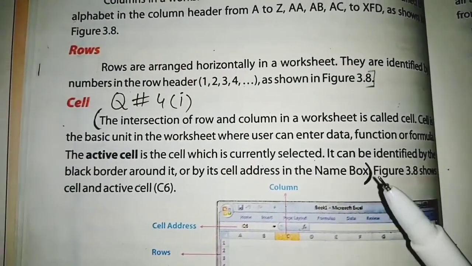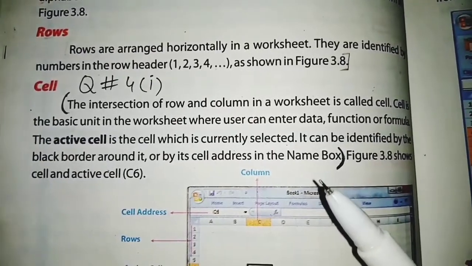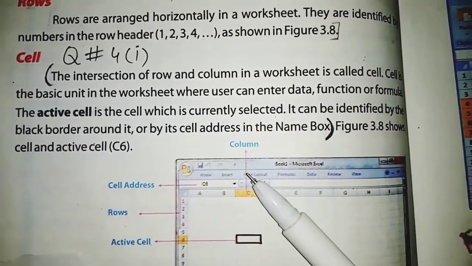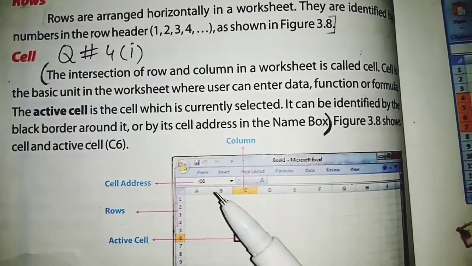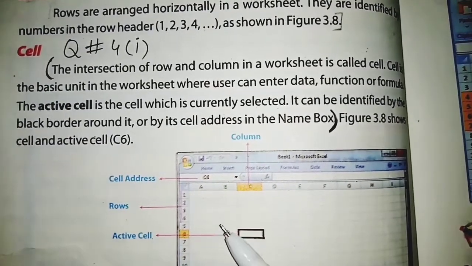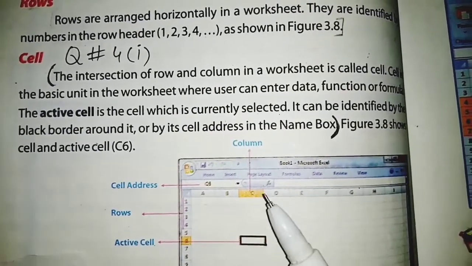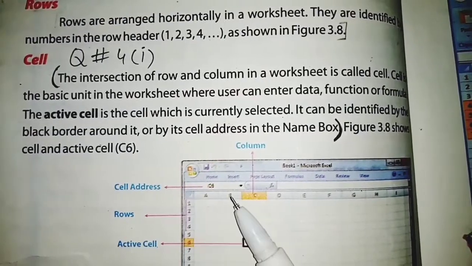Before discussing the definition of cell, we will discuss the important terms related with cell. These are columns and rows. Columns are basically vertical lines as shown in the figure. These vertical lines are columns, represented by alphabets A, B, C, D, E. And the horizontal lines like this are known as rows. The area where rows and columns intersect is known as cell.